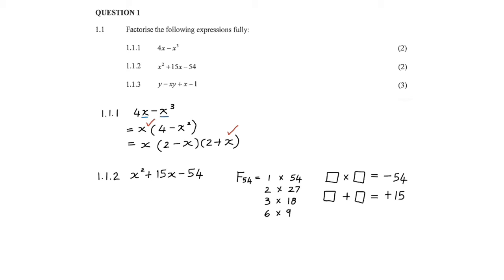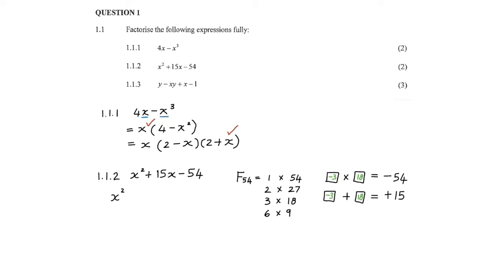So what about 1 and 54? If we take, for example, negative 1 and 54, we can get negative 54 if we multiply these two numbers. But if we add them, we will not get positive 15. What about 2 and 27? If we add them, for example, negative 2 plus 27 or positive 2 plus negative 27, we will not get positive 15. What about 3 and 18? If we take negative 3 and positive 18, it multiplies to negative 54 and adds to positive 15.